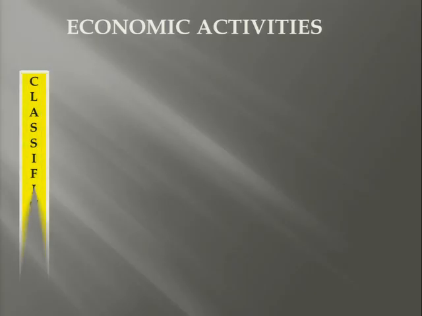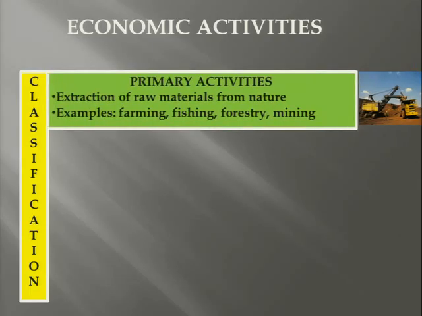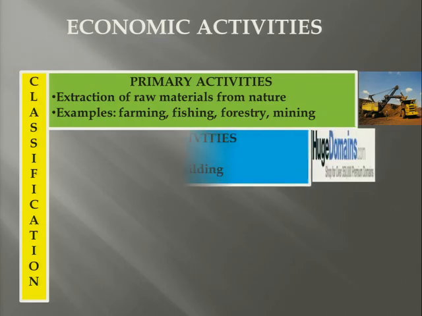Now, we classify these economic activities into what we call primary economic activities. What are primary activities? They are activities that deal with the extraction of raw materials from nature. The examples thereof are farming as a primary activity, fishing, forestry, and mining.